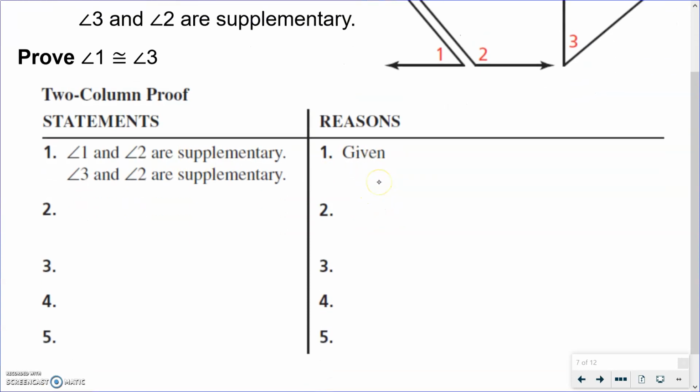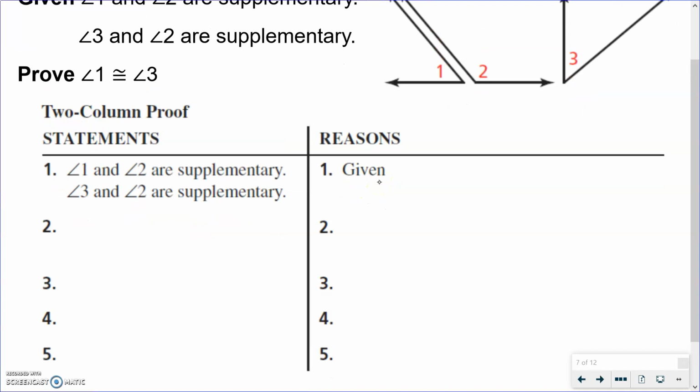The next thing is, in a statement, if you have a vocab word like supplementary or vertical or anything like that, that is almost always going to show up in the reasons later on in the proof because most of the time you're given that information because you need it for something. You're not just told something supplementary and then you don't need that information. You're told these two angles are supplementary so that you can use that as a reason to write another statement and then prove from there.